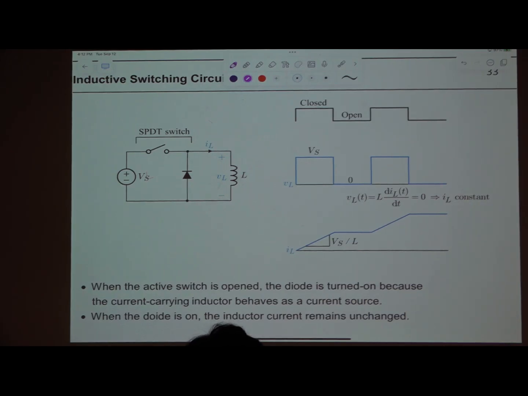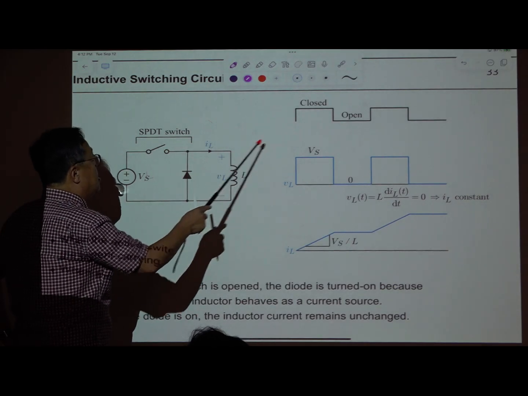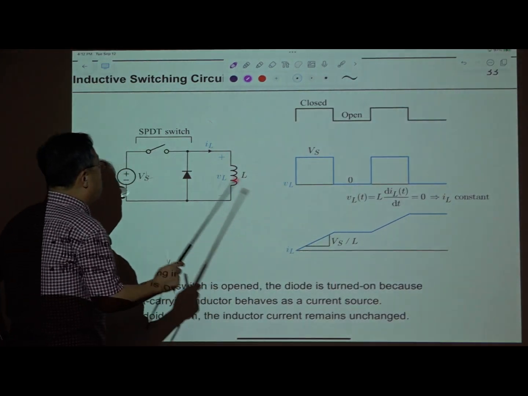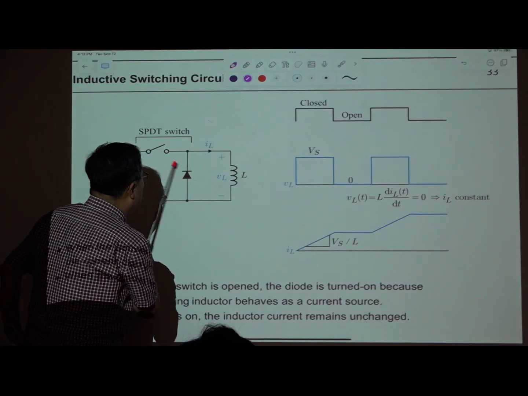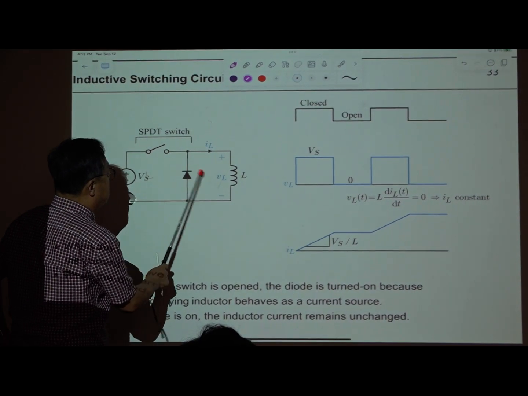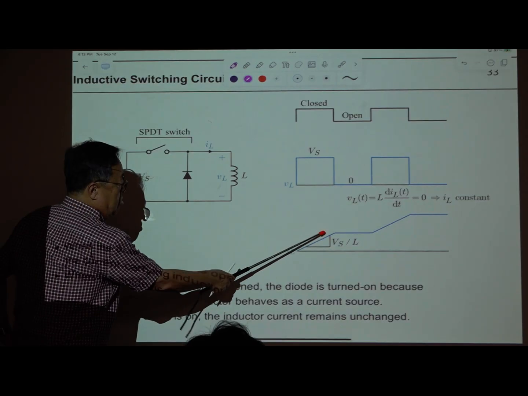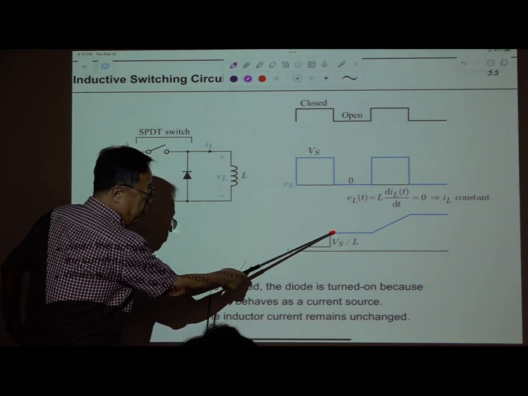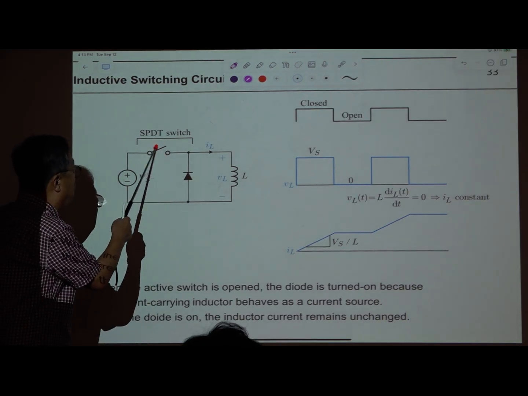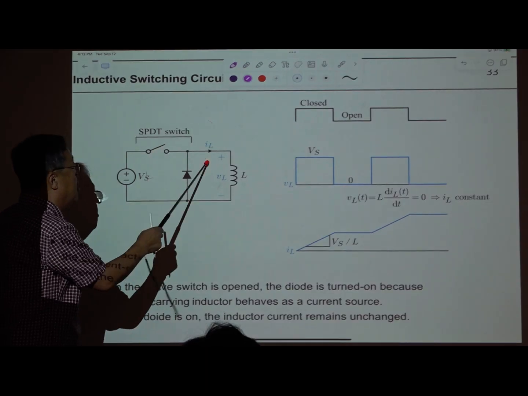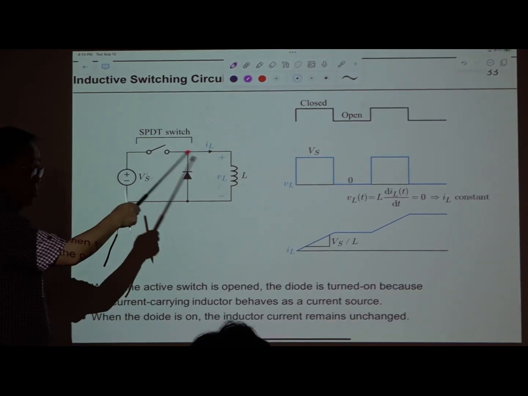So this is the switch drive signal. It's closed, open, closed, open. When this one is closed, the current increases linearly. When this one is open, previously without the diode, the energy was dissipated instantly and the switch was destroyed. Now, when this is turned on and this turned off, the current turns on this diode.